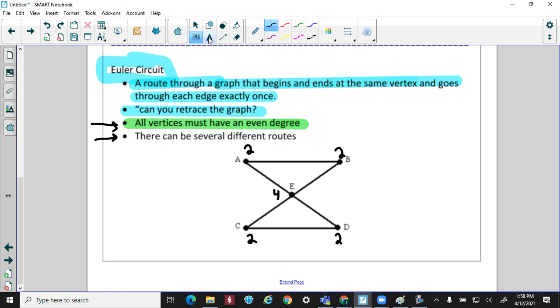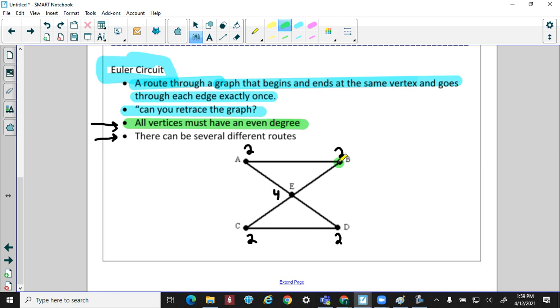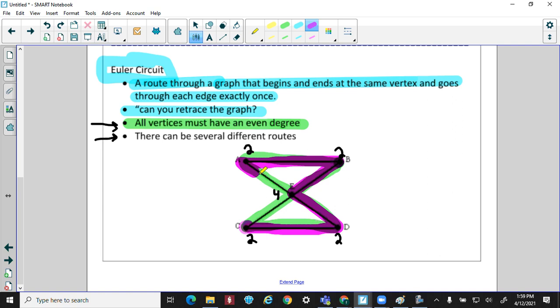So let's say Johnny in first period wanted to start with B and then he went in this direction. Well, he would be right. But let's say little Sally in fifth period says, you know what, I want to start with C. And then I go to D, and then maybe even do a couple of weird things here. Boom, boom. That's perfectly fine too. So there are many, many different routes.